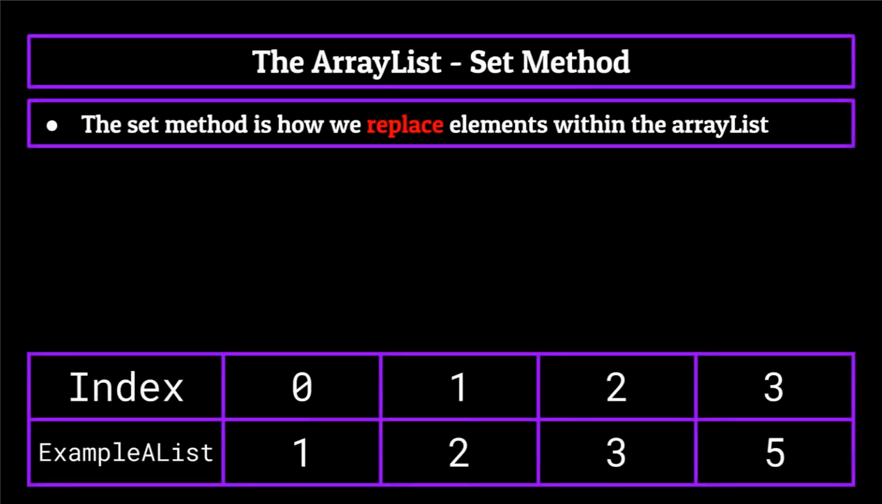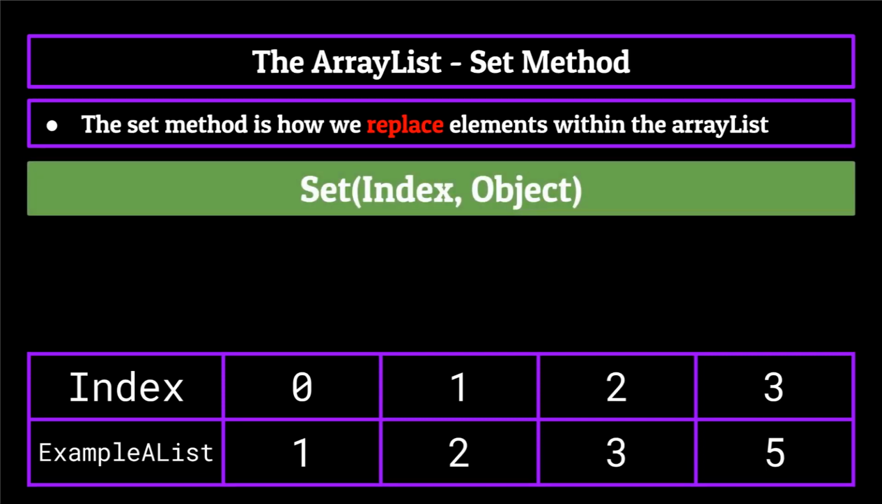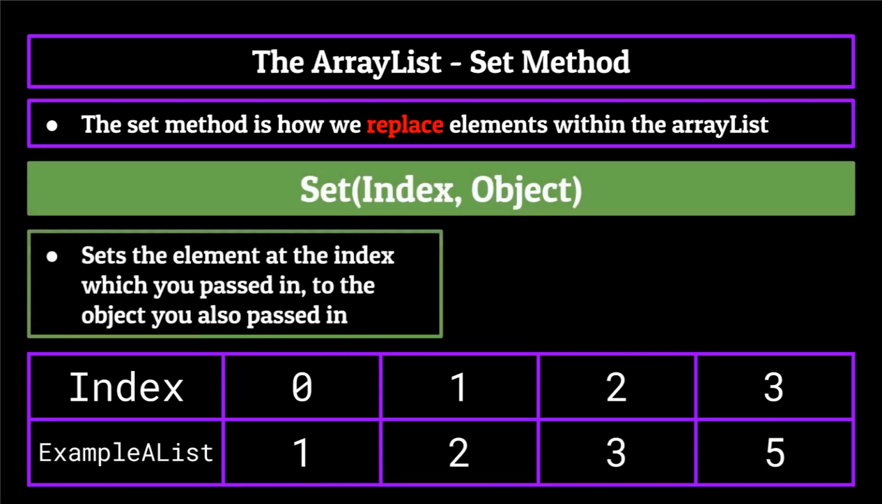The next method is the set method, which is how we replace elements within an array list. Much like the name implies, it takes in an index and an object as arguments and will set the index location of the index you passed in to the object you also passed in.